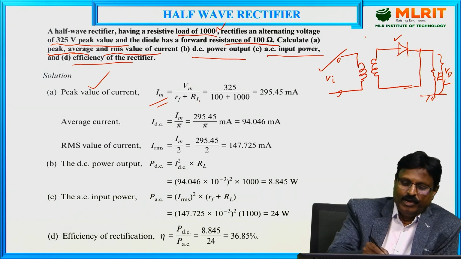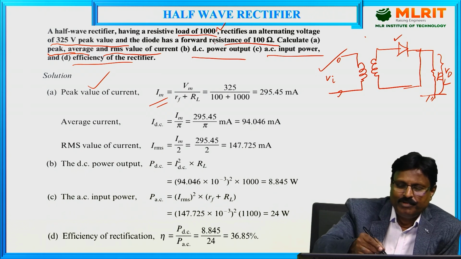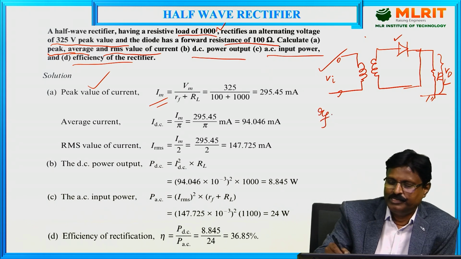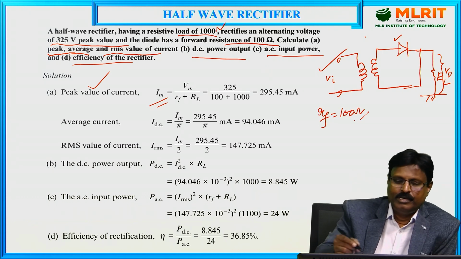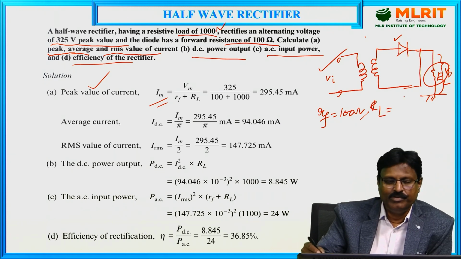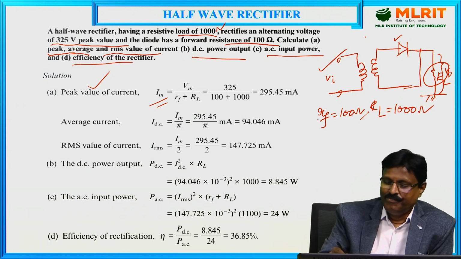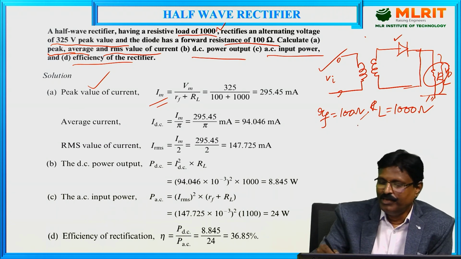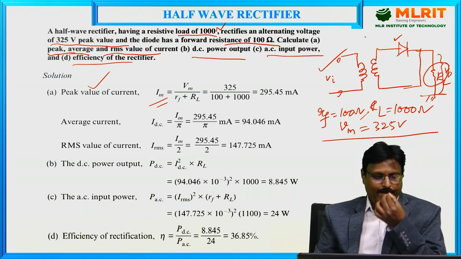But here, along with the load resistance, the forward resistance of the diode is also provided. As you can see, the forward resistance of the diode is given as 100 ohms, that means RF is equal to 100 ohms. And the load resistance value, capital RL, is given as, sorry, 1000 ohms. So RF is given, RL is given. And what is the peak value of voltage? Input voltage 325 volts, that means VM is equal to 325 volts. Okay, these are the data provided by the problem.